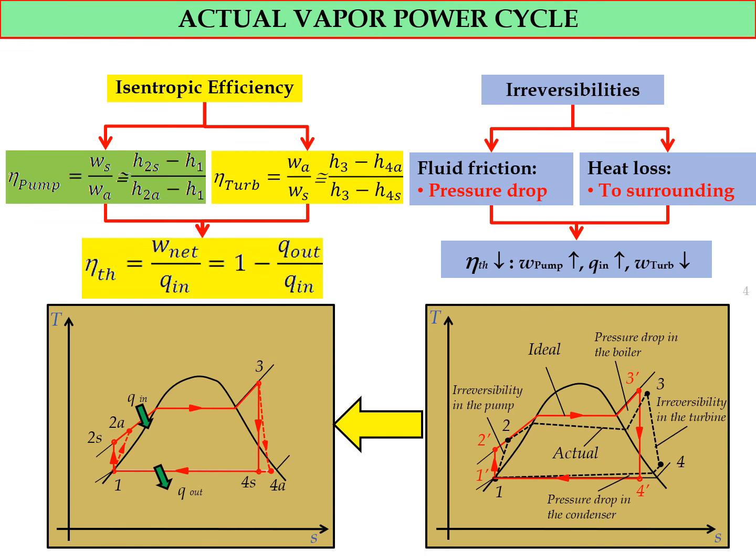And from these two equations, we can calculate the new thermal efficiency of the system from this equation, which is equal to work net divided by Q in, and it is also equal to 1 minus Q out divided by Q in.